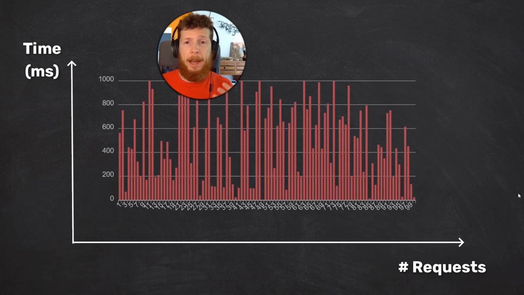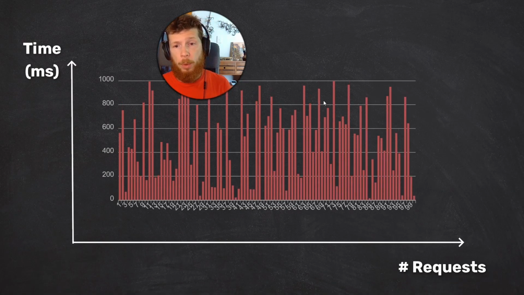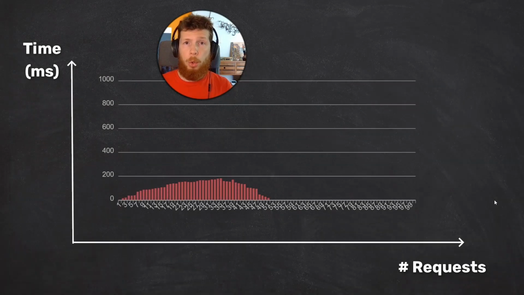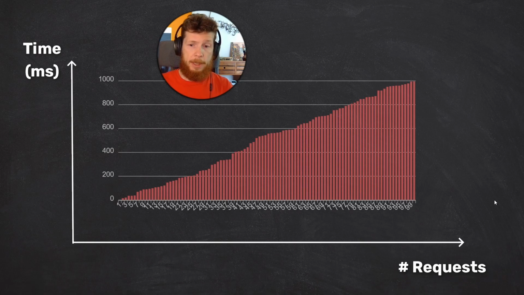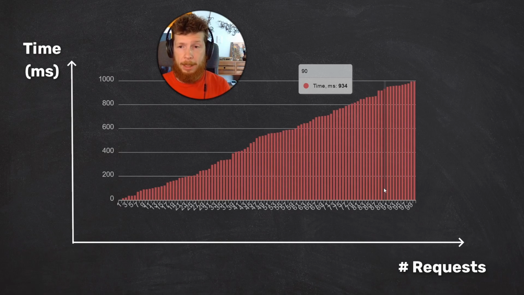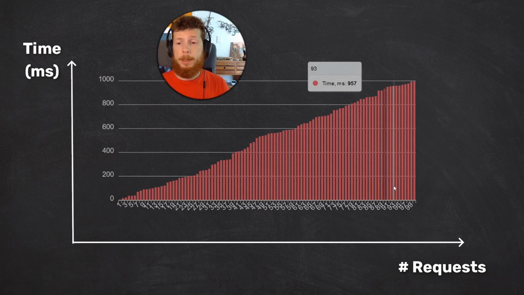Imagine we've made 100 requests. Some of them were slow, some of them were fast. Let's sort them from the slowest to the fastest. Now, if you look at request number 90, you could see that it took 934 milliseconds. So this is our P90. It means 90% of the requests are faster than this time. Same with P95, it means 95 requests are faster than 960.